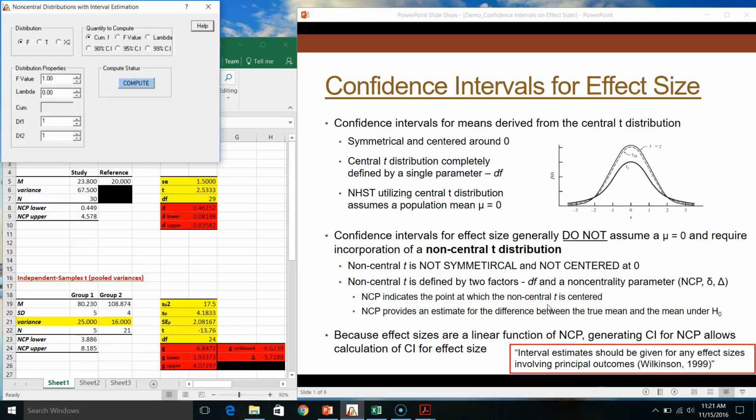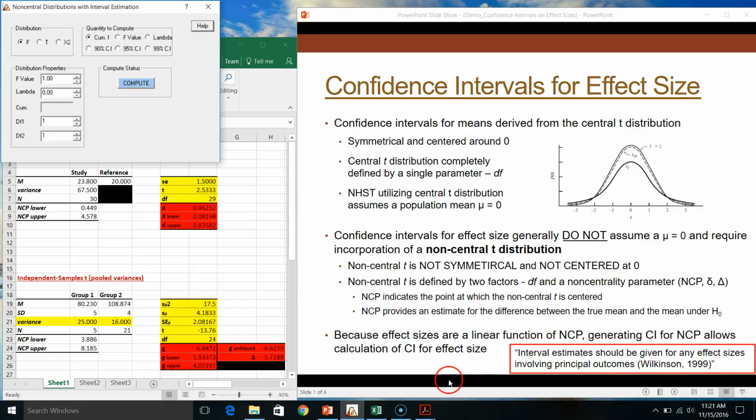Just wanted to post a demo of calculating confidence intervals around effect sizes. We didn't get a chance to go through examples of this in class, and having you do these on this assignment that's due on Friday, so just wanted to walk through a demo of some of these using some of the data that we've used previously for independent samples T, paired sample T, and single sample T.